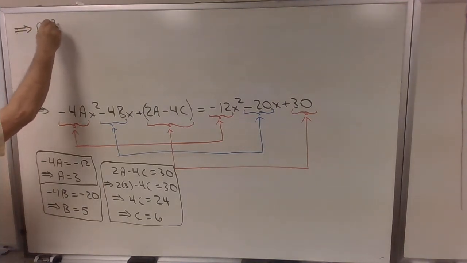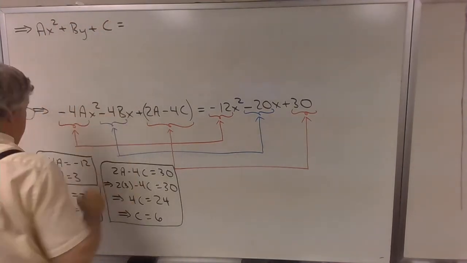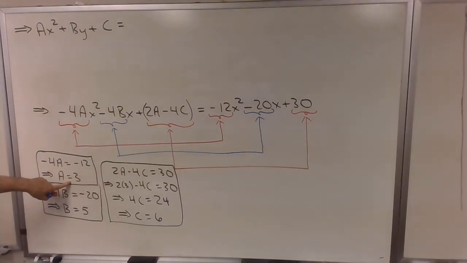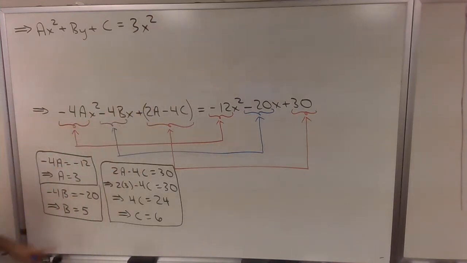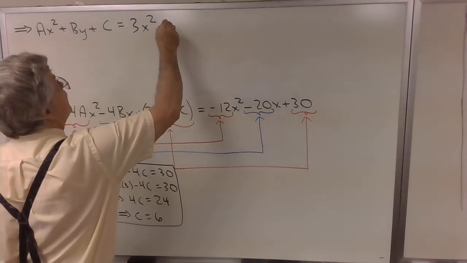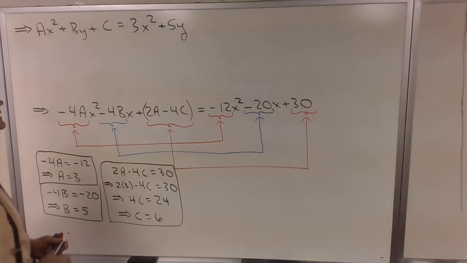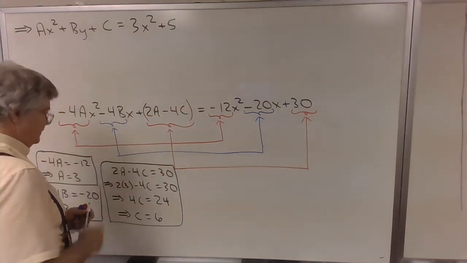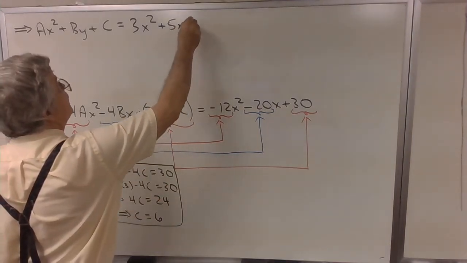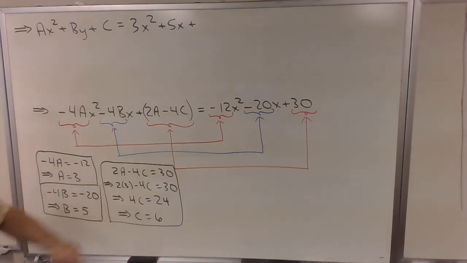So we had ax squared plus bx plus c, and a turned out to be 3. B turned out to be 5x. I beg your pardon. C turned out to be 6.